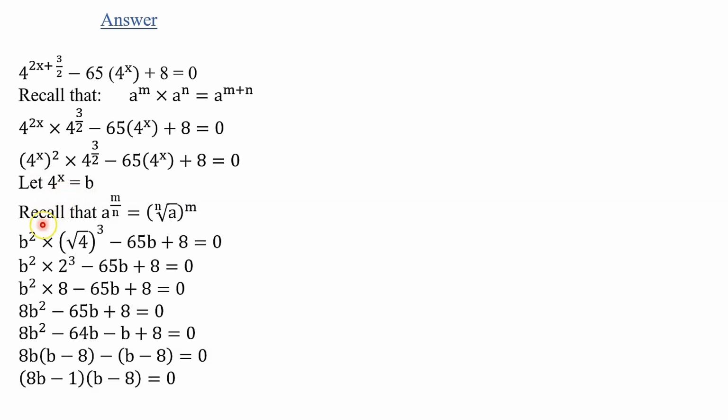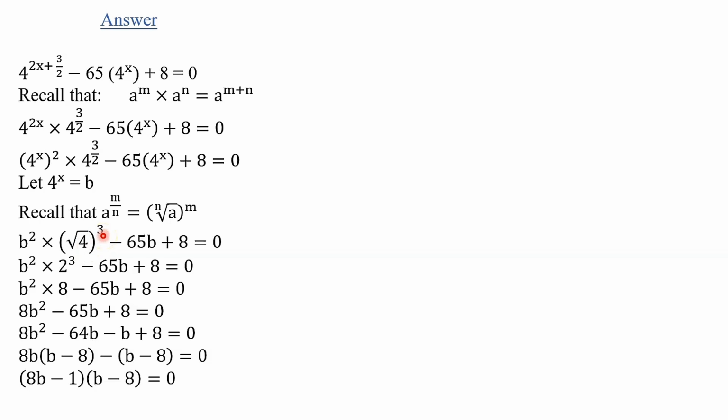However, it's also necessary to note that in 4 to the power of 3 all over 2, the 3 all over 2 implies that this is a fractional index. So recall that when you have a fractional index, for example a to the power of m all over n, you use the denominator n to form the nth root of a, then to the power of m. So 4 to the power of 3 all over 2 implies that you're going to have the square root of 4, then to the power of 3.